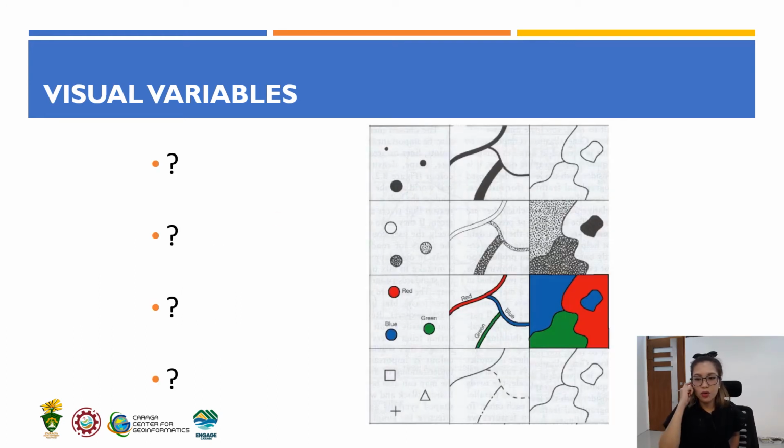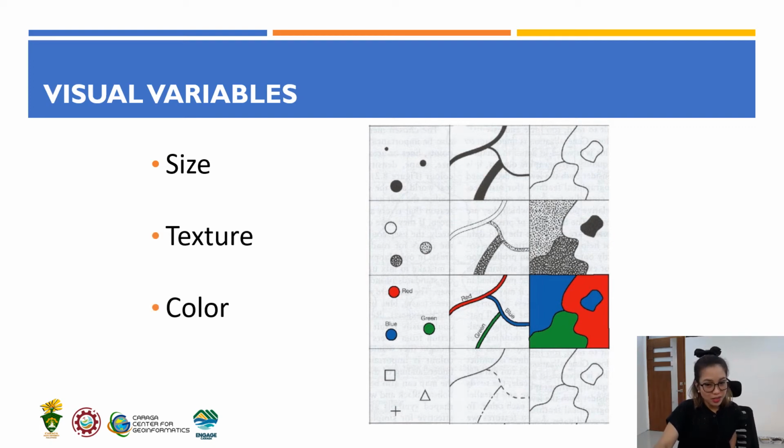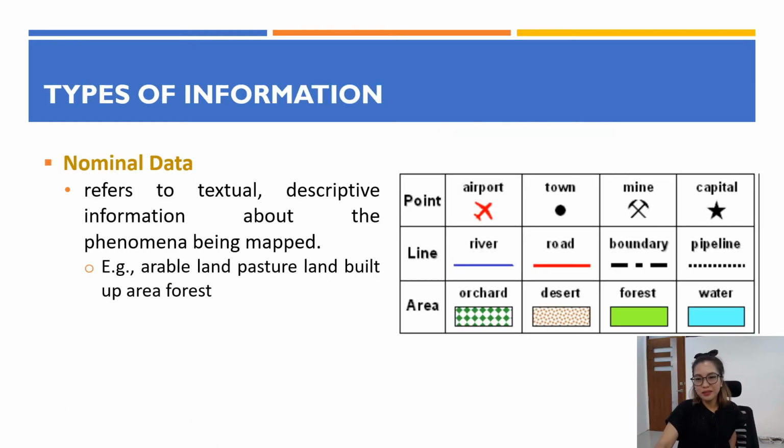So how about this one? Can you guess which visual variables each row is trying to represent? So first is the size, right? The size, then the texture, obviously the color, and the form, okay?